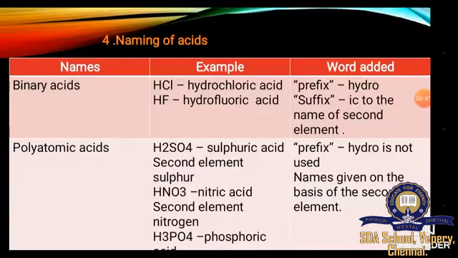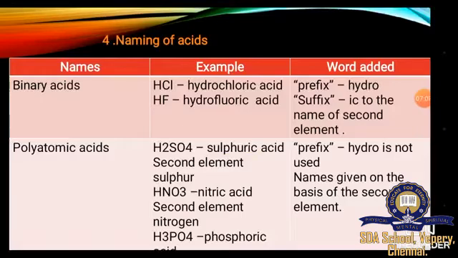The next type is polyatomic acids. For polyatomic acids, the prefix hydro is not added, but the names are given according to the second element present in the compound. For example, H2SO4: here the second element is sulfur, so it is named sulfuric acid.